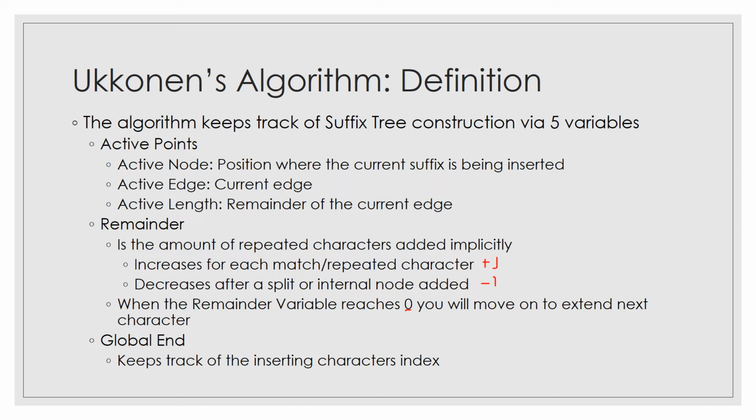And then we have the global n variable, which basically keeps track of the inserting character index. It keeps track of at what index we are pushing characters through. This variable is going to come in very handy to help us build a tree efficiently without having to go back and add characters to certain edges.